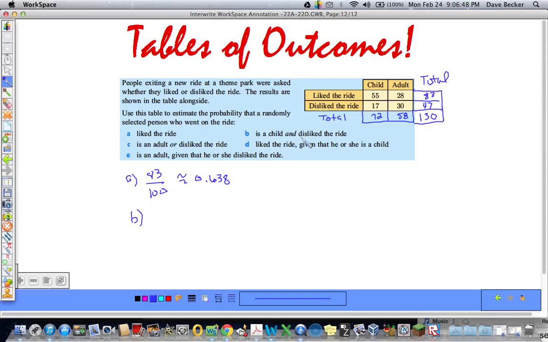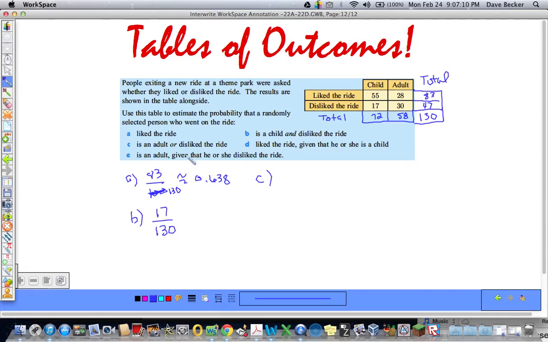B is a child and disliked the ride. So that would be right here, child disliked. That is only 17. So that's 17. Oops, why did I put 100 here? This should be 130. Thanks for catching that. That was Mrs. Becker's fault. So that would be 17 out of 130.